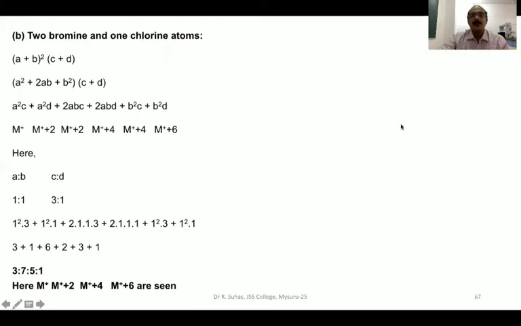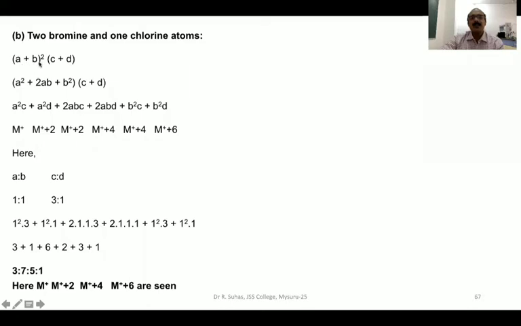Now we will move to the second problem. In the second problem, he says that the compound contains 2 bromo and 1 chlorine atom. So it is 1-chloro-3,5-dibromobenzene. So there are 2 bromine atoms.